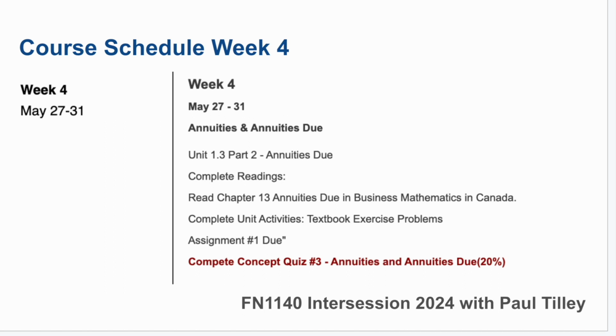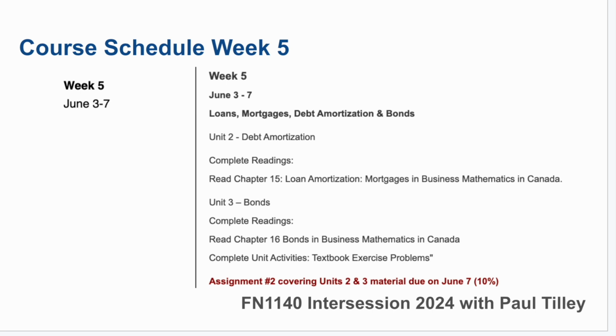Week 4, we're going to be carrying on with annuities and annuities due. We're looking at the annuities due section there, and that is going to involve you understanding the concept of payments made at the beginning of the period. Again, same sort of thing, a minor add-on, but again, critical that you do the problems on that. Then you need to complete Quiz 3, which is on annuities and annuities due. That's worth 20%.